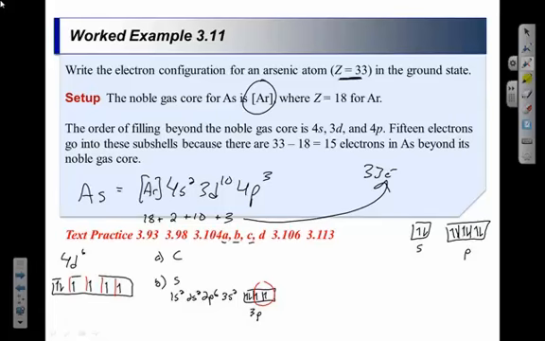Then I move here. I fill up the 5d. That should be all paired up. And then I've got two electrons in the 6p. Everything's full and paired, but I've got two electrons in the 6p.